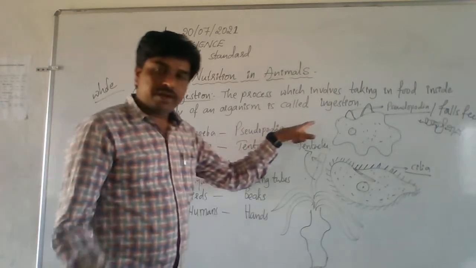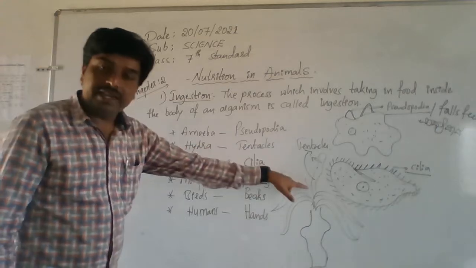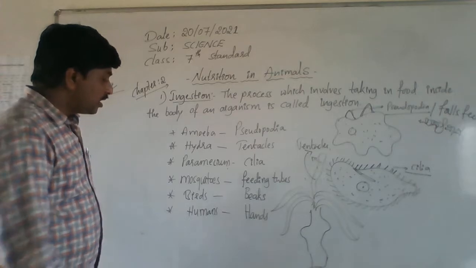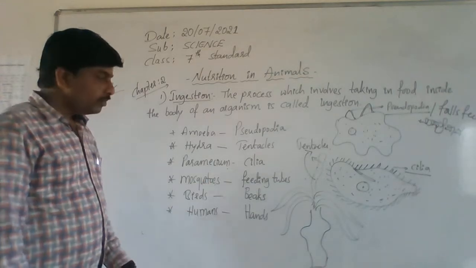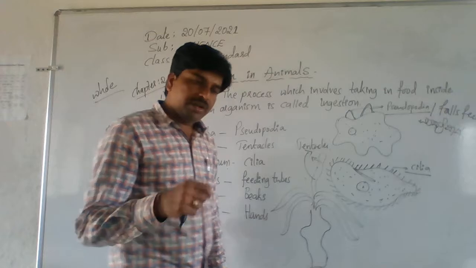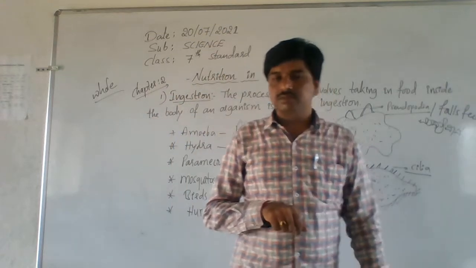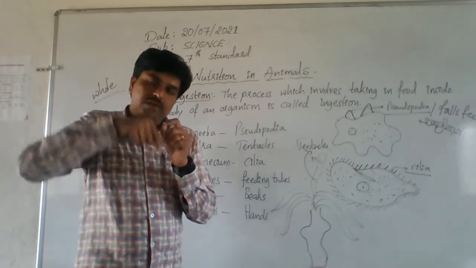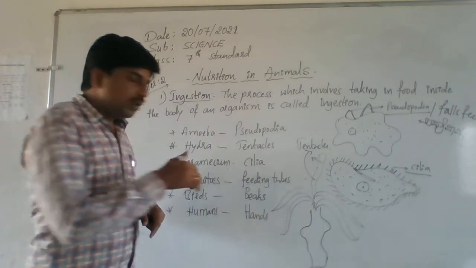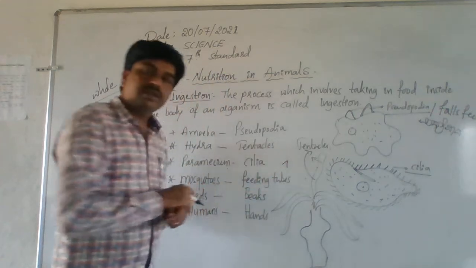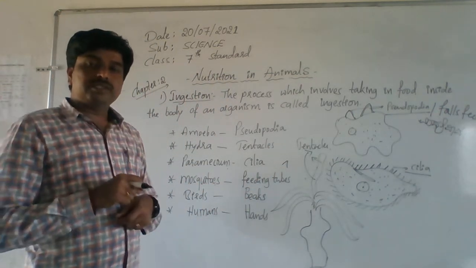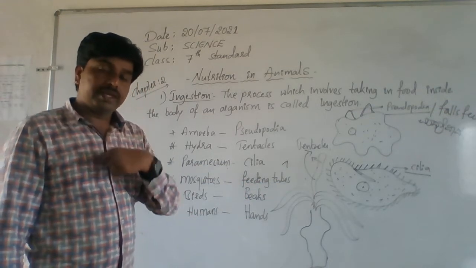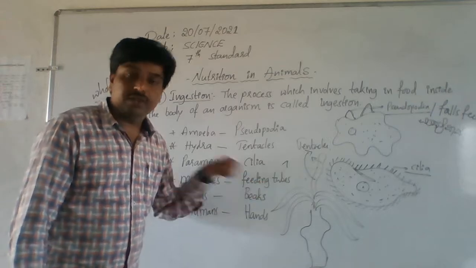Amoeba uses pseudopodia for intaking the food. Hydra uses tentacles for intaking the food. Paramecium uses what? Cilia. Then come to the case of mosquitoes. Understand? Normally you might see mosquitoes in your homes. A small insect is there. Catch it and observe. It has a small feeding tube like this. So it intakes the food by using what? Feeding tubes. Remember, insects intake the food by using feeding tubes.